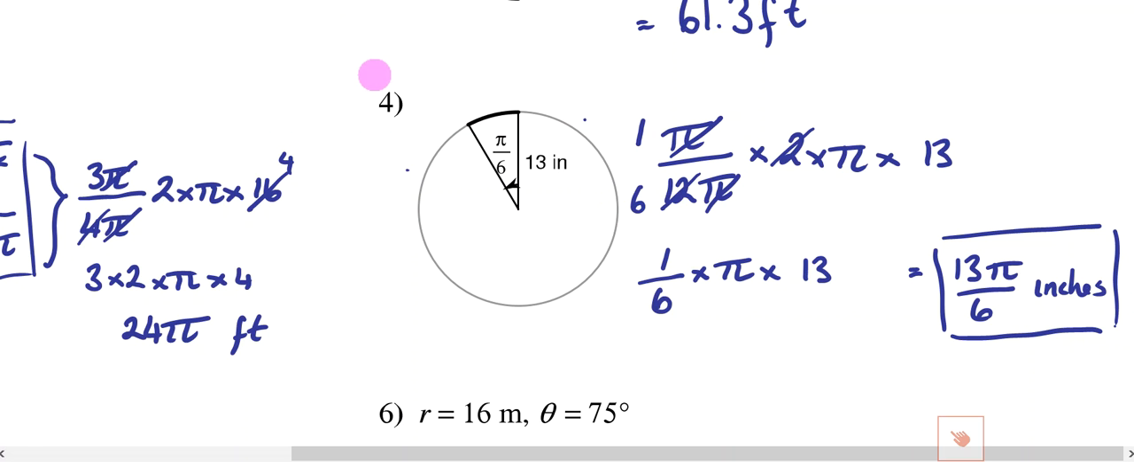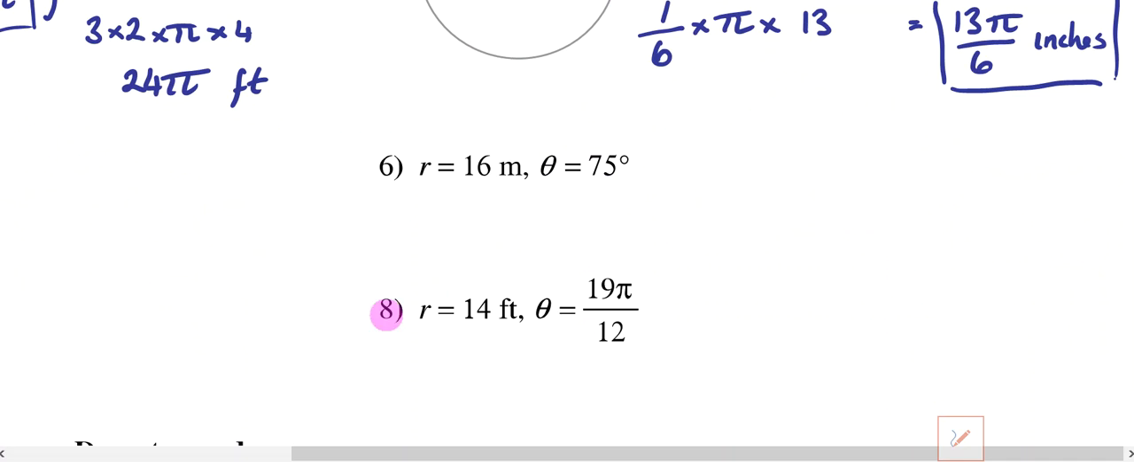So, Mr. Fox. Yes. So if it was 12 pi over 6, that would just make it 2 pi. 2 pi, yeah, exactly. All right, so over to you.